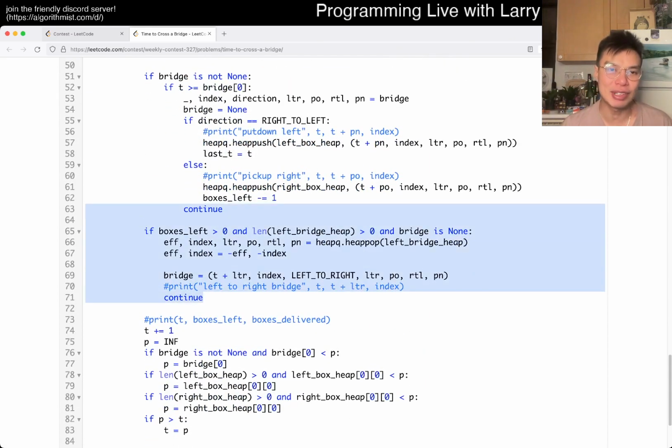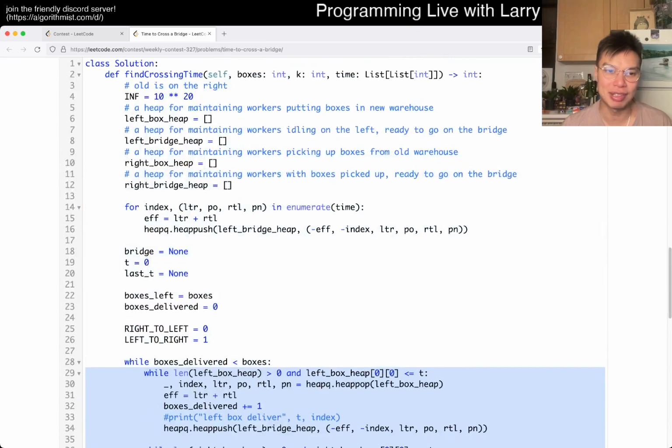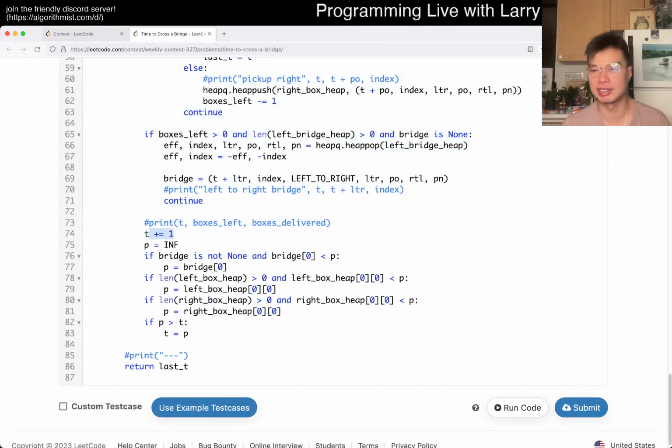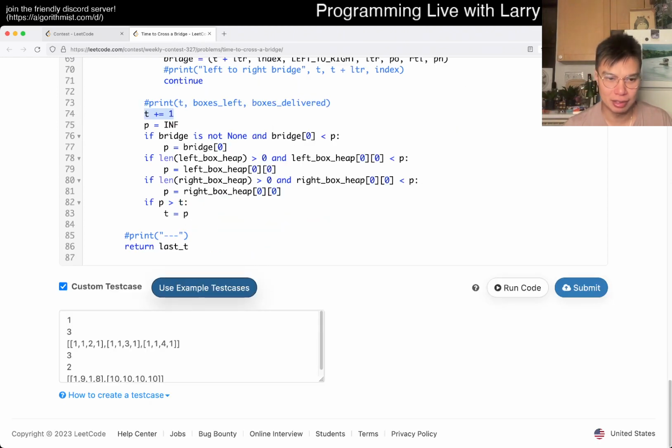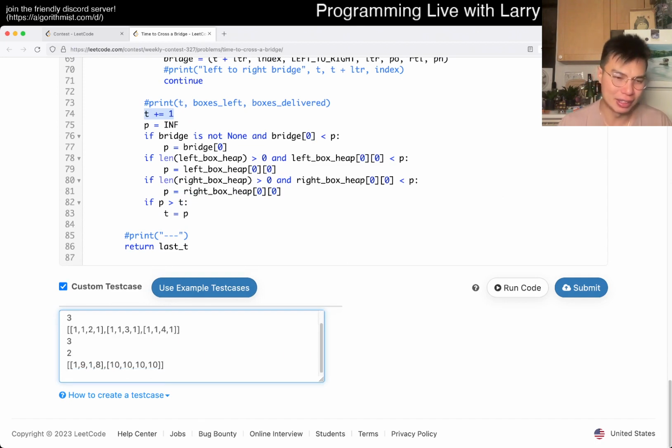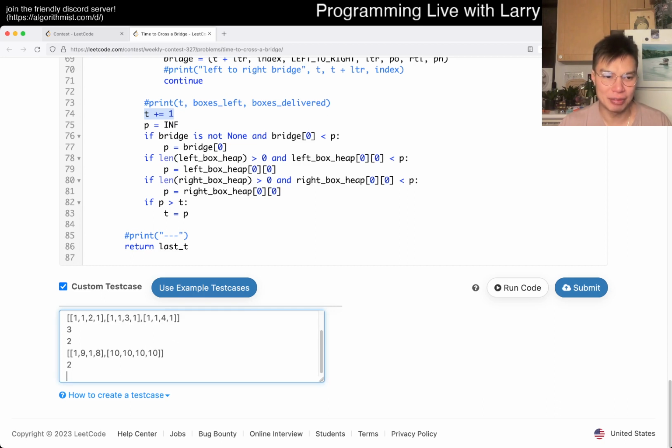And then if none of these things happen, then we increment t because time moved forward. And if you watch me solve it live, I was actually debating submitting this at this point, but I put in a really big case. Maybe I could emulate that case again, but it's just, you have 10,000 boxes, you have 2 workers, and then you have 1,000. It takes a long time, to say the short answer.